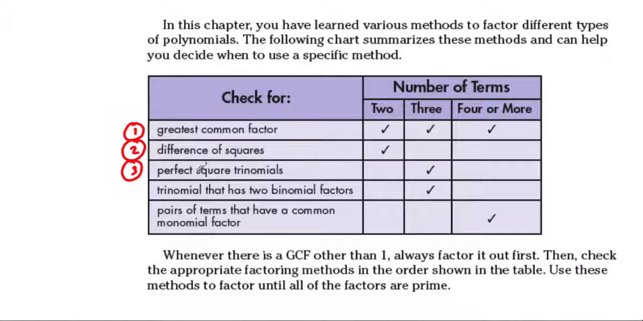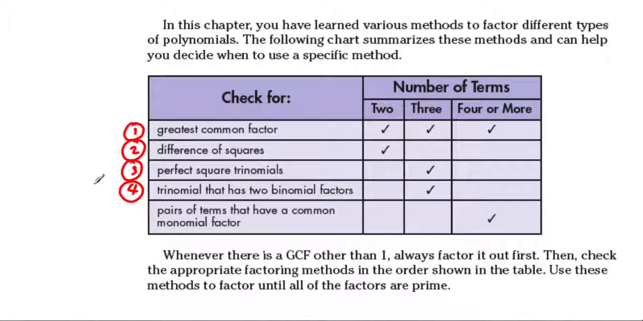And the fourth step you need to take, after checking for GCF, and then checking for difference of squares if there is no GCF or if there is one, and then checking for perfect square trinomials if there's no difference of squares, would be trinomials that have 2 binomial factors.